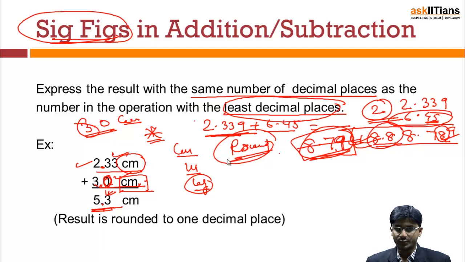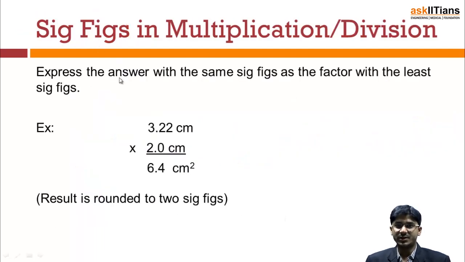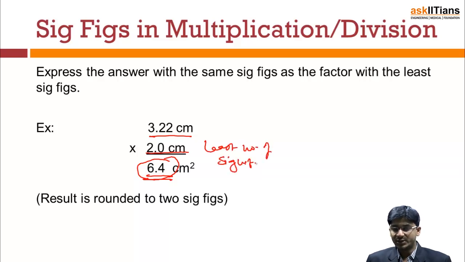Okay, now let's move to the next: how to calculate significant figures in multiplication and division. In multiplication and division, we do the normal multiplication that we know, and then again we follow the same rule: the same number of significant figures as are present in the number with the least number of significant figures. Of the two numbers given to you, you have to see which has the least number of significant figures. Now as we can see, this is in centimeter, so these are two significant figures. So we multiply it, we get 6.4, and the result is rounded. We have to round it.